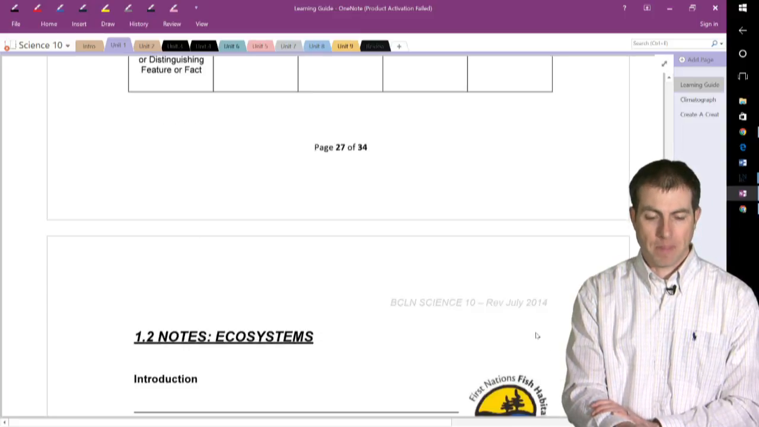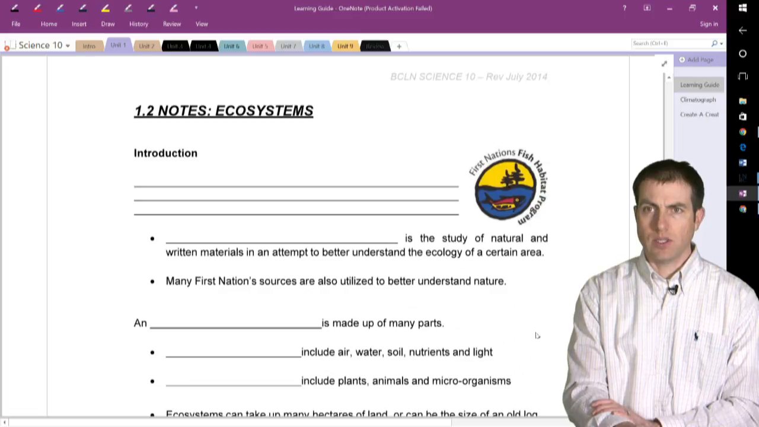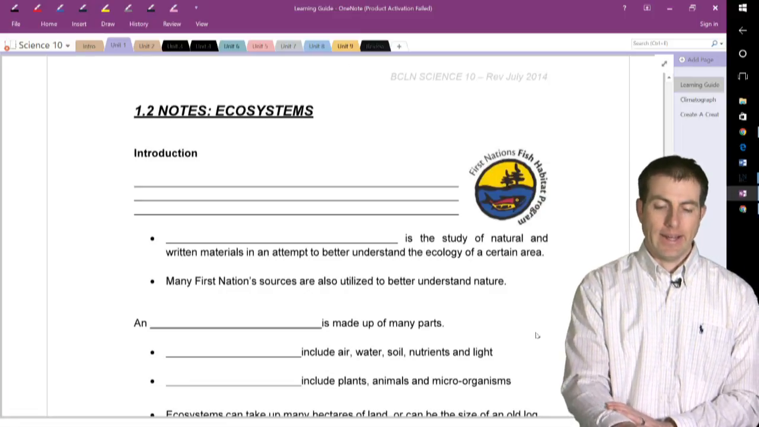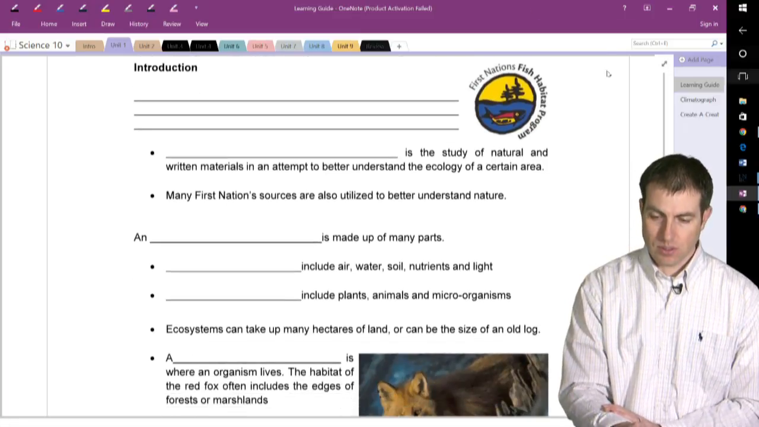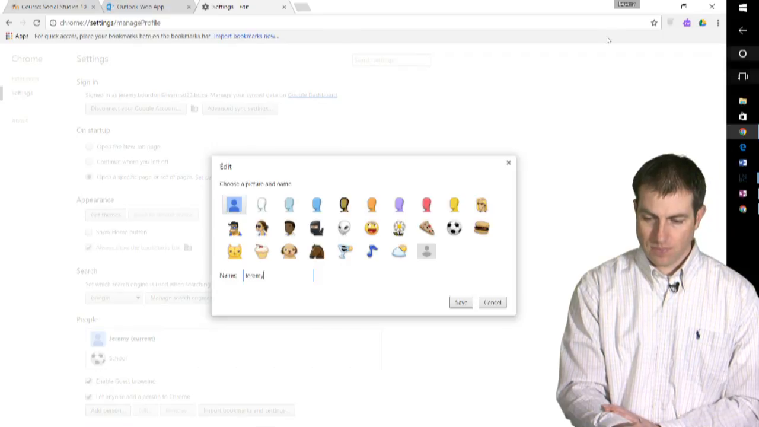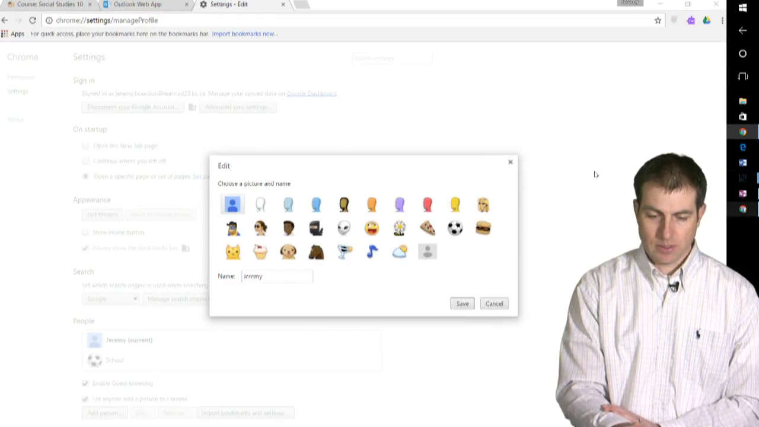Okay. So we're here. Jesse tells me this is page 24 in your learning guide. I will go through this now. Maybe. Get to the right place. There we go.